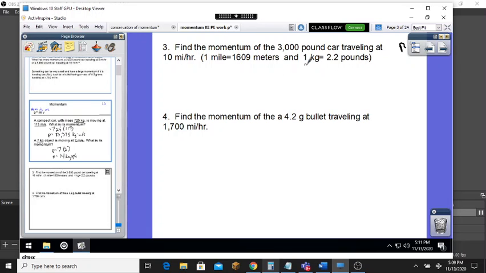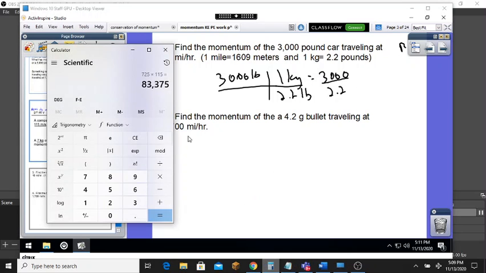But if you ever encounter something like this, where you have to convert pounds to kilograms, there's 2.2 pounds in 1 kilogram. So we're actually dividing these two numbers, 3,000 divided by 2.2. And that gives me 1,363.